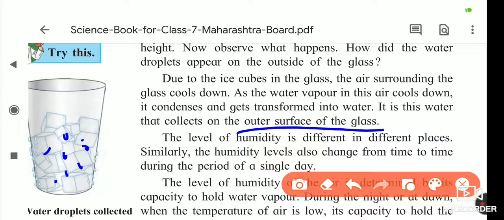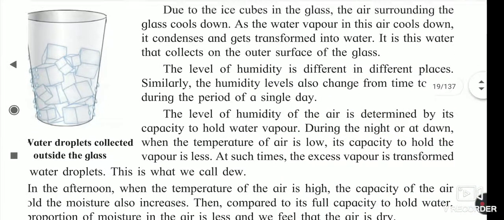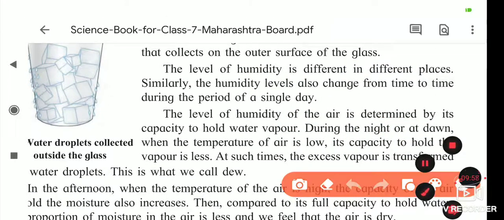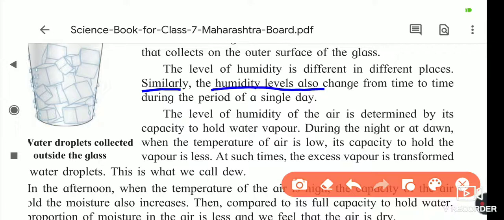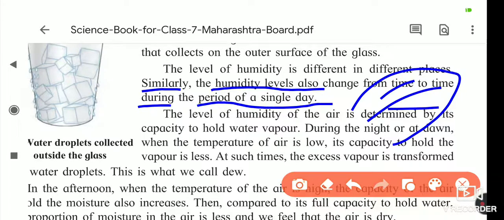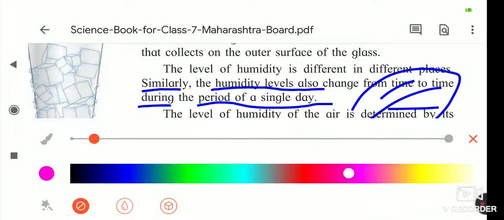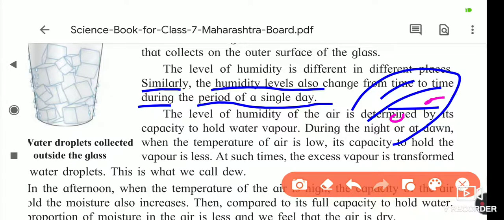The level of humidity is different in different places. If you go to the seashore, the water vapors are more in those places as compared to places with a dry climate. Similarly, the humidity level also changes from time to time during a single day. In the morning, we see dew drops on the leaves. These drops of water are nothing but the condensation of water vapor.